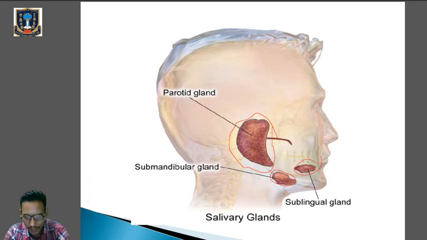So these are the three glands which are responsible for the secretion of saliva: parotid gland, submandibular gland and the sublingual glands. Remember the name of these glands and their location. This is the location of these glands in the human body, we can see.